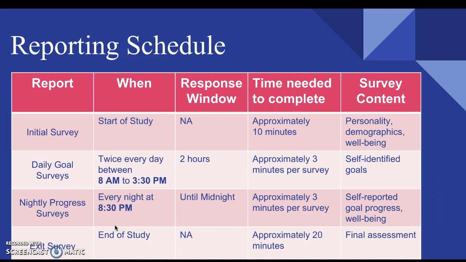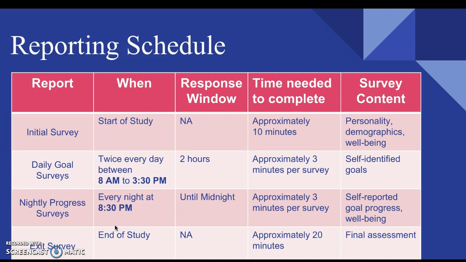After completing the initial survey, the following day you'll get your first daily goal surveys and will continue to do so for the remainder of the study. You'll get these surveys twice a day from 8 a.m. to 3:30 p.m., twice randomly during that time frame, and once the survey has been sent to your phone, it will be available for a period of 2 hours. This takes about 3 minutes to complete each one, and during these surveys, you will be simply identifying goals that you have for yourself for the rest of the day.